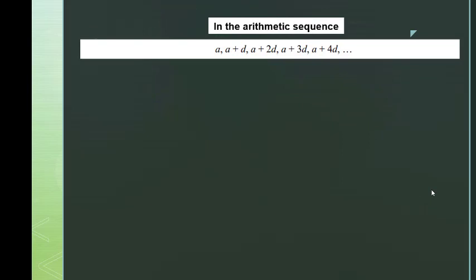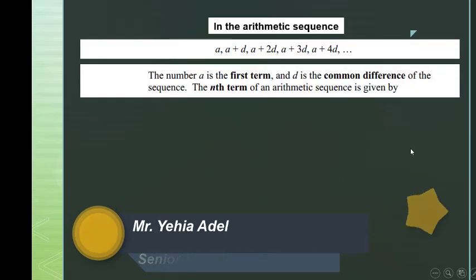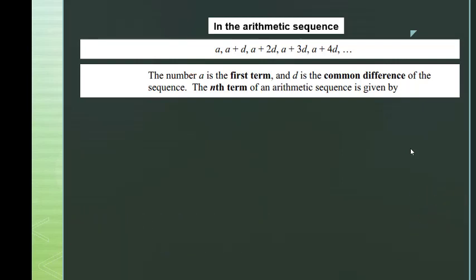In the arithmetic sequence, which begins with a and adds a constant d, then twice d and thrice d, in each term to the first one a. The number a is the first term and you must determine it, and d is the common difference of the sequence. We call it the common difference of the sequence.